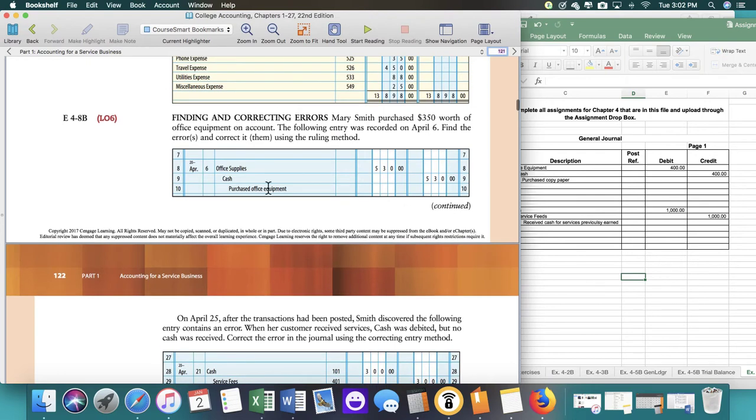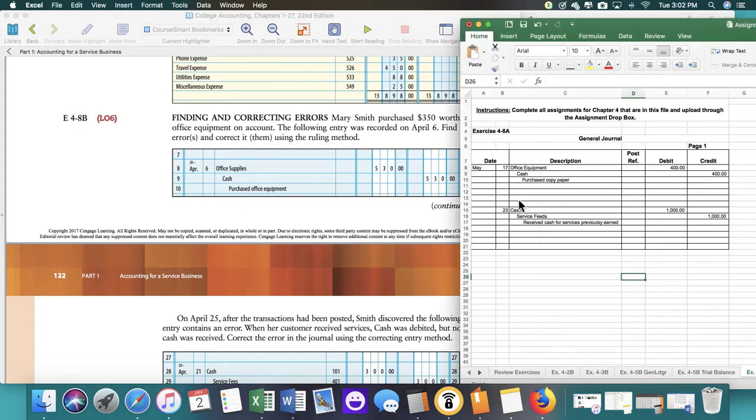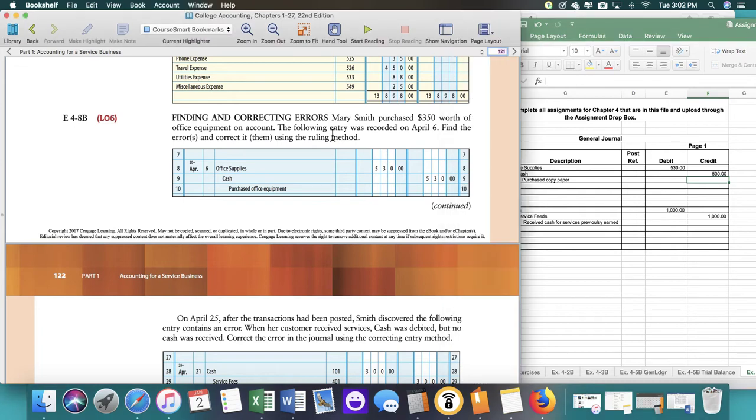So for the first one, where we have to do the ruling method, it was office supplies. Oops, I have not changed this yet from the correct homework. So let's do a quick change. April 6th, office supplies, 530. Okay, so the book tells us that we actually purchased office equipment, not office supplies.